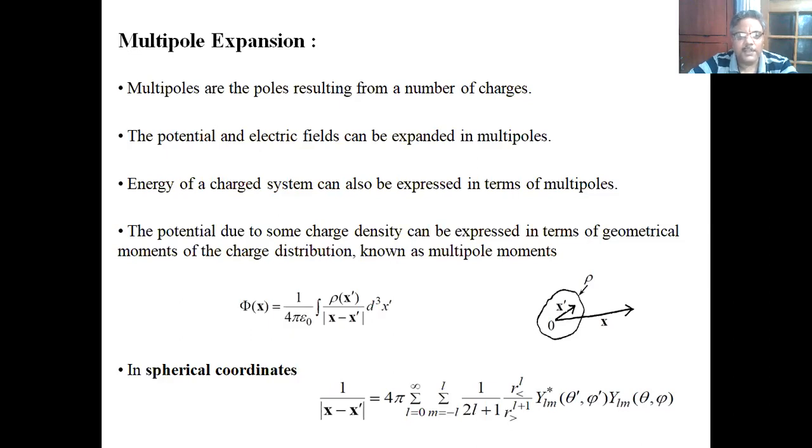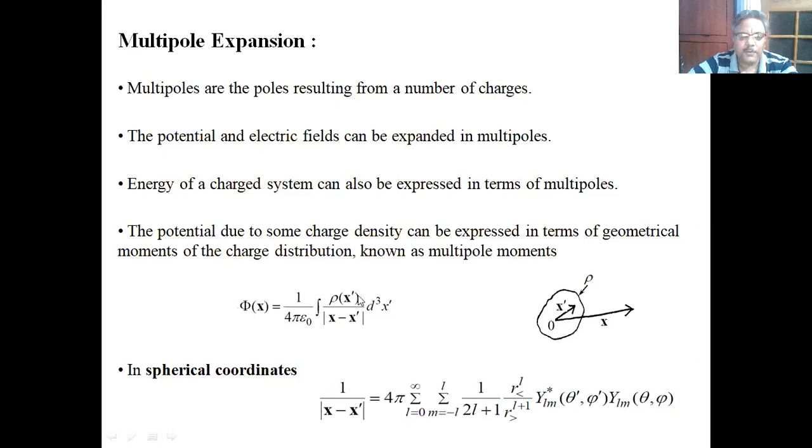So multipoles are the poles resulting from a number of charges, and the potentials and electric fields can be expanded in terms of multipoles. The energy of a charge system can also be expressed in terms of multipoles. As we know, the potential due to some charge density can be expressed in terms of geometrical moments of the charge distribution known as multipole moments.